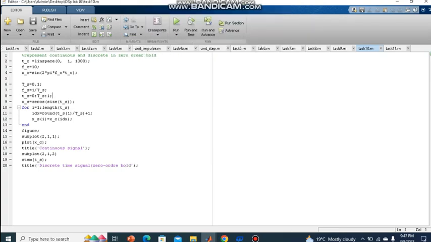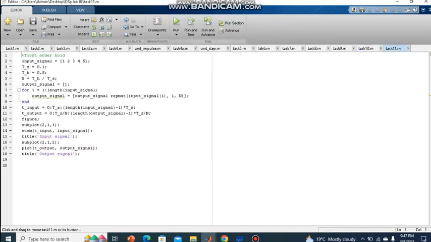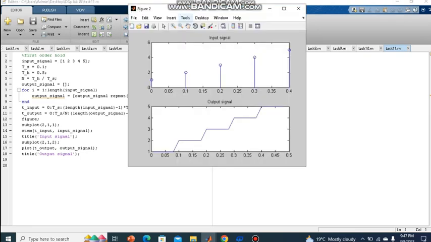Now for task 11, which is a first order hold, how it's going to work: as we have given all the values, it will have the input signal and, on the other hand, the output signal. It will have both types of signal. By plotting it, it will show us both signals, the input signal and the output signal. I will show you how the signal plots as I run it here. You can see that the input signal has a different subplot, and the output signal has a different subplot.